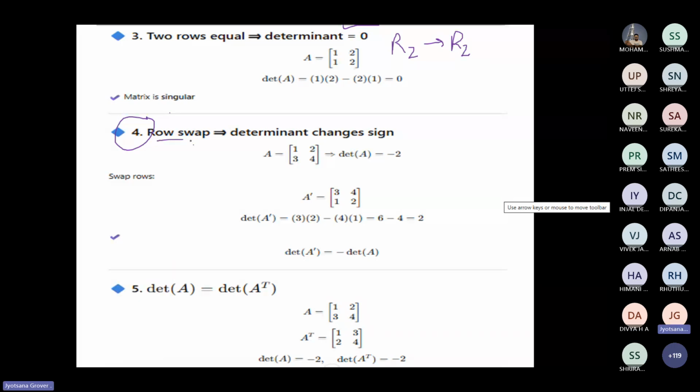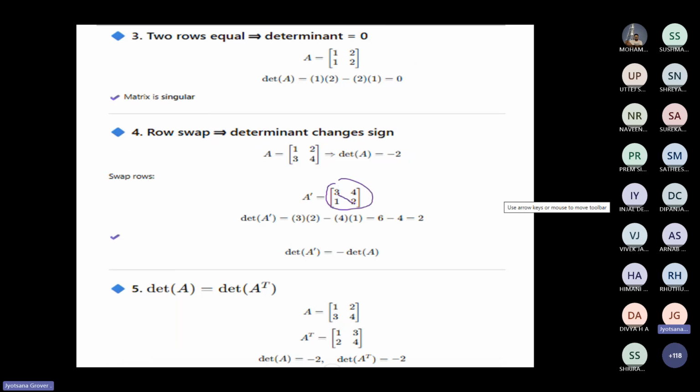It says that, see, I told you, if you do any row swap, the determinant changes sign. Now you have a very valid point: why will the determinant change its sign? Why are you multiplying by -1? Let's see this. So this is your matrix A. Its determinant is -2. Now suppose you swap these two rows. So this becomes the first row and this becomes your second row. Find its determinant.